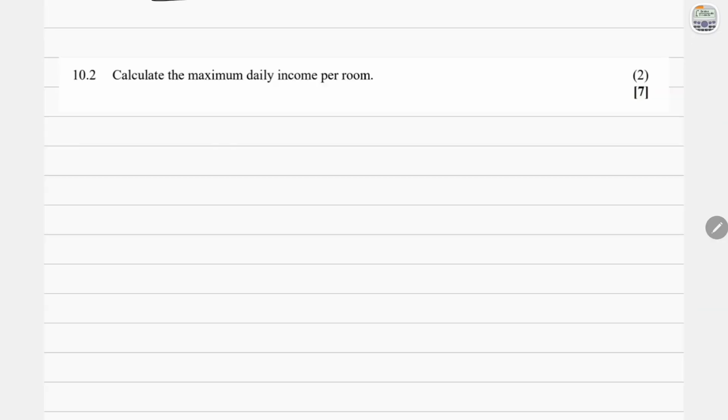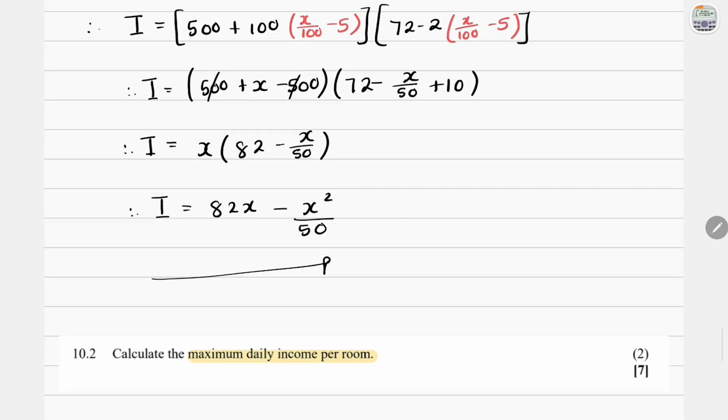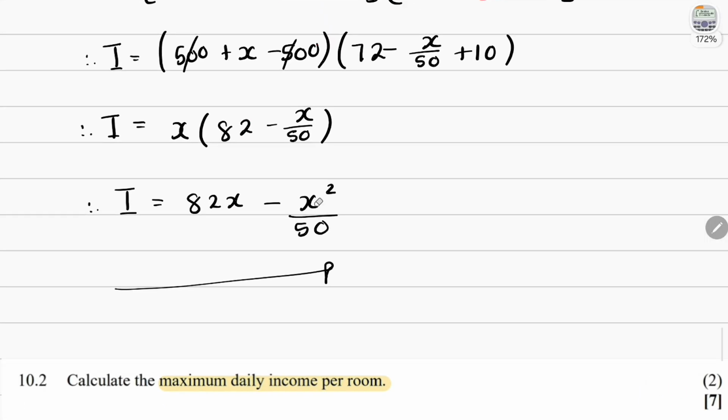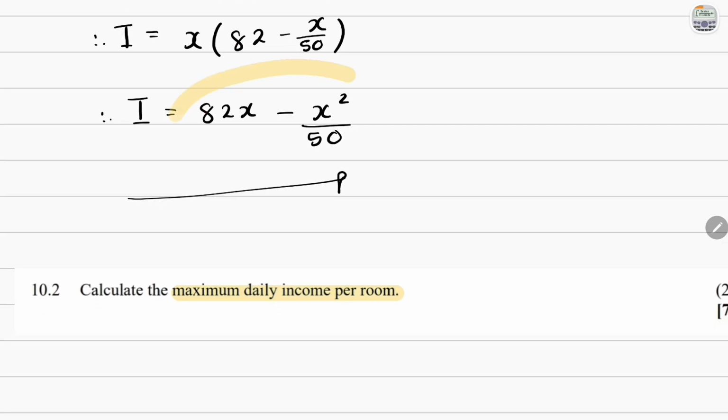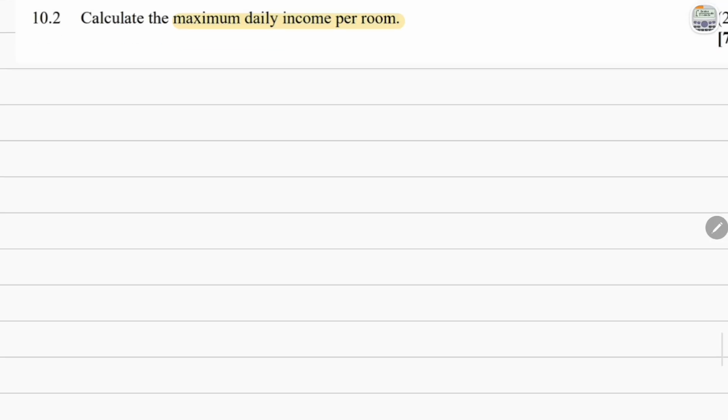Question 10.2 says, calculate the maximum daily income per room. So we have the total income per room. This is an expression to represent it. Okay, so to find the maximum, this is now an optimization question. We're just finding the maximum.